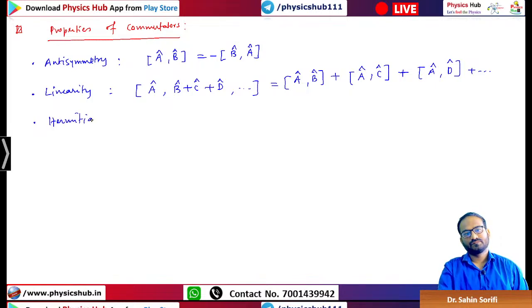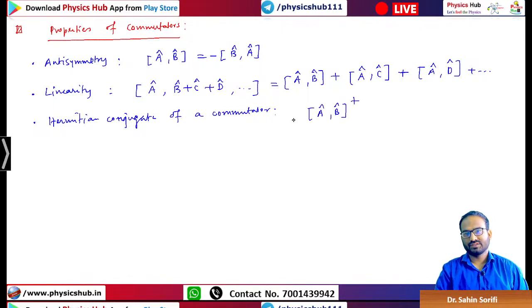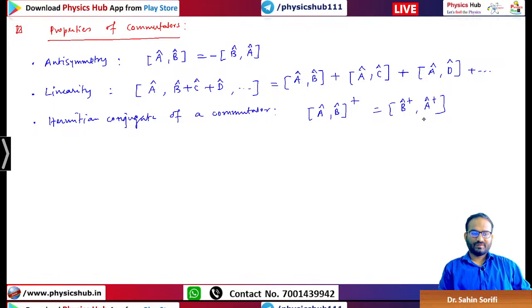Hermitian conjugate of a commutator, sorry. So if you have the commutator of A, B, let's say, Hermitian conjugate means taking the dagger. So this will become B dagger, A dagger. Okay. It acts from the right.